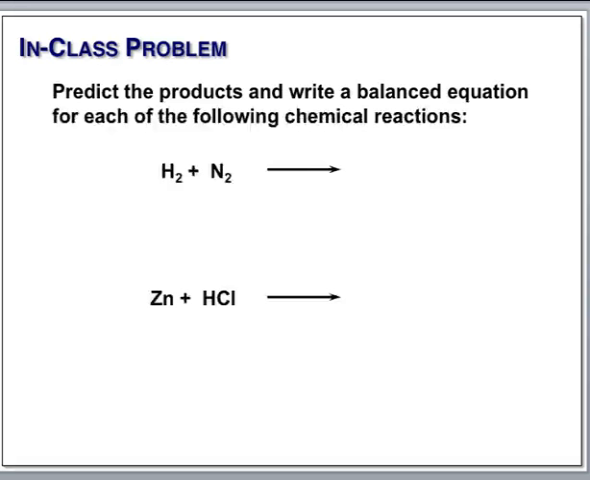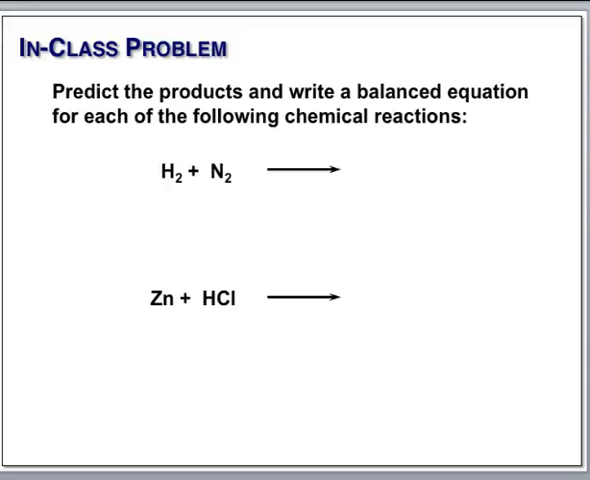Well, we know that we're dealing with 2 nonmetals here, so we're going to make a molecular compound. Nitrogen has 5 valence electrons. It tends to bond to 3 things to give it 8. Probably we're going to be making ammonia, NH3.